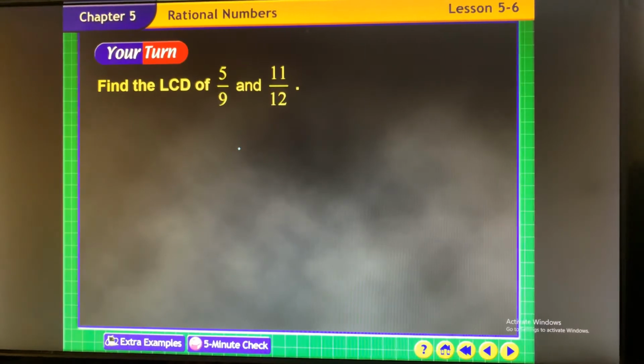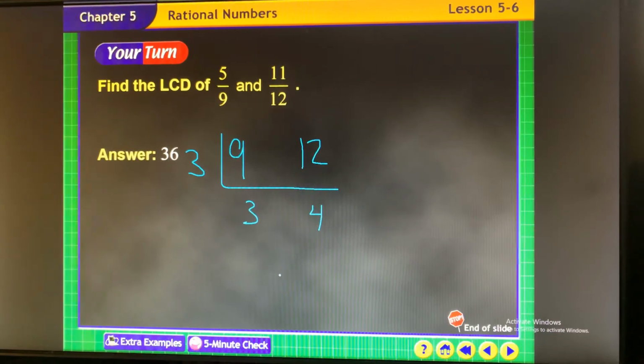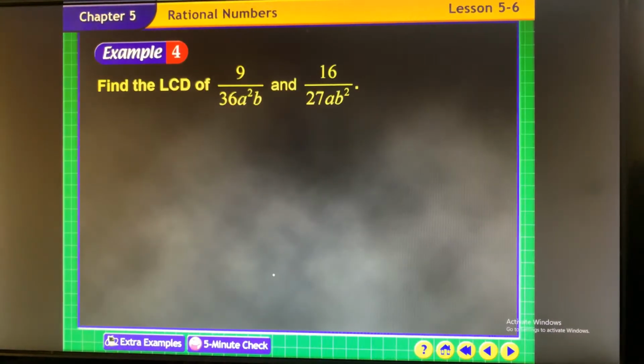Okay, so you have 9 and 12. What goes into 9 and 12? 3. 3 and 4. 3 times 3 is 9, times 4 is 36. Your LCD is 36. Same process. Focus on these numbers.